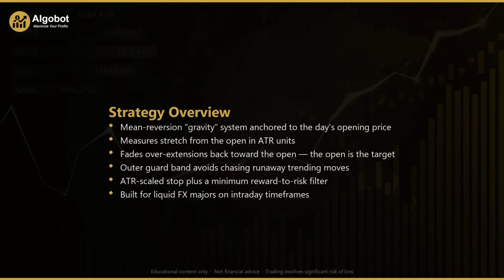Let's start with the big picture. Daily Open Gravity Fade belongs to a family of strategies known as mean reversion systems. The core idea is that in balanced, ranging market sessions, price tends to be pulled back toward a central reference level again and again, much like an object being drawn back toward a center of gravity. That's where the name comes from.